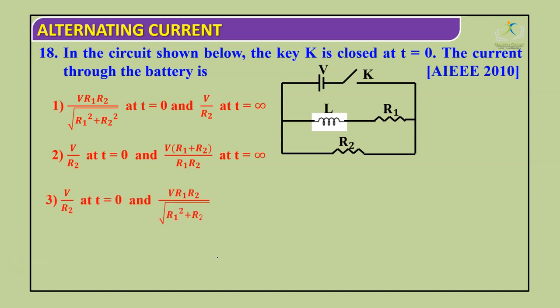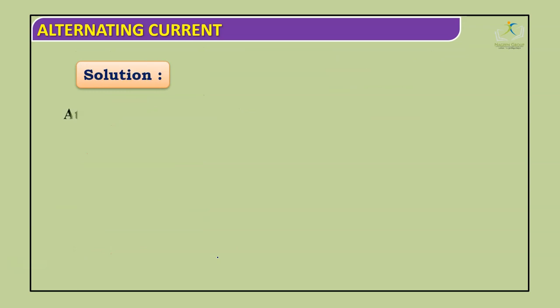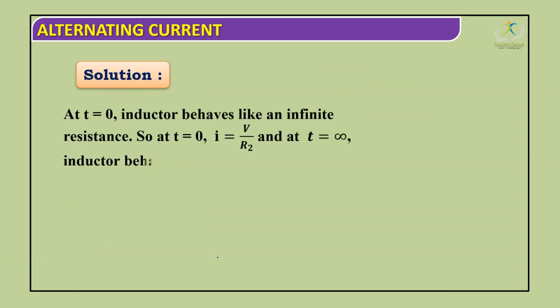Third, V by R2 at time t equals 0, and V R1 R2 divided by R1 square plus R2 square at time t equals infinite. The fourth option which we have: V R1 R2 divided by under root R1 square plus R2 square at time t equals 0, and V by R2 at t equals infinite. The correct option is the second one. Let us see the solution of this question. So at t equals 0, the inductor behaves like an infinite resistance.